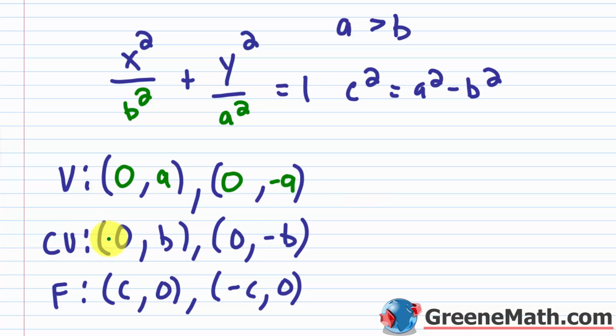The covertices, now I'm going to erase this and this, and I'm going to say that I have b and negative b, 0 and 0. And for my foci, this is going to change, and I'm going to say 0 and 0, c, and negative c. Let me make that better, okay? So again, it's always going to be the case that c squared equals a squared minus b squared. Make sure that you assign a properly. So a is going to be greater than b if you want to use these formulas in this setup.